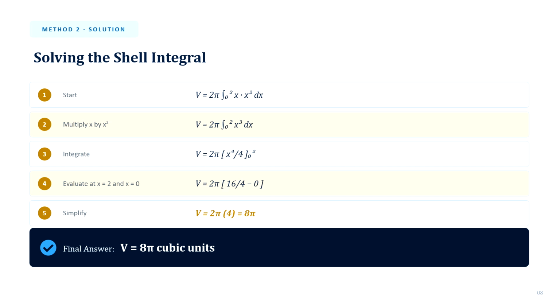Plugging in 2 gives 16 over 4, which is 4, and plugging in 0 gives 0. So we have 2 pi times 4, which is 8 pi, and that's our volume using the shell method.